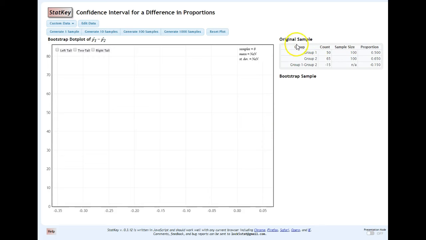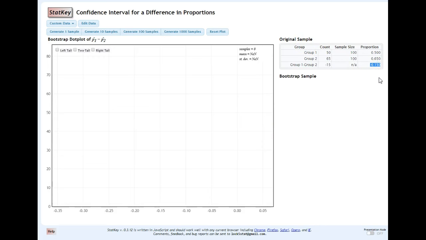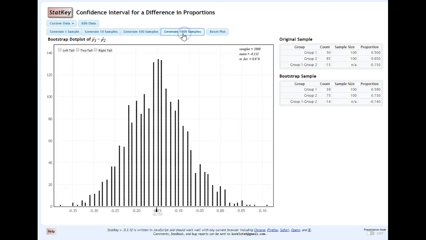Now if you look up here in the original sample, you can see that they are 15% different. Group 1 minus group 2 is negative 15% or negative 0.15. That's the same thing as saying group 2 minus group 1 is positive 15%. So sometimes it's nice to phrase it in the positive. If you go ahead and generate this here, and you do the two-tail like normal, you get a 95% interval.